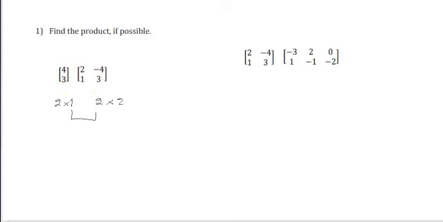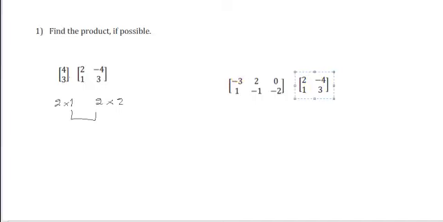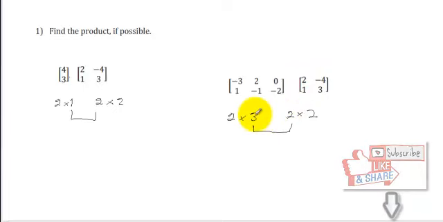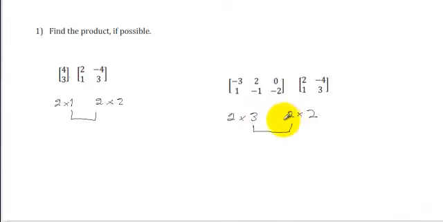If we look at the second one, let me switch here also, and put this second. Let's look at the dimensions first. 1, 2, 1, 2, 3, so it's 2 by 3. Here we have 1, 2, 1, 2, so it's 2 by 2. If we look at the inner dimensions, they are 3 and 2, so they are not equal. So in this case, we say the product is impossible.